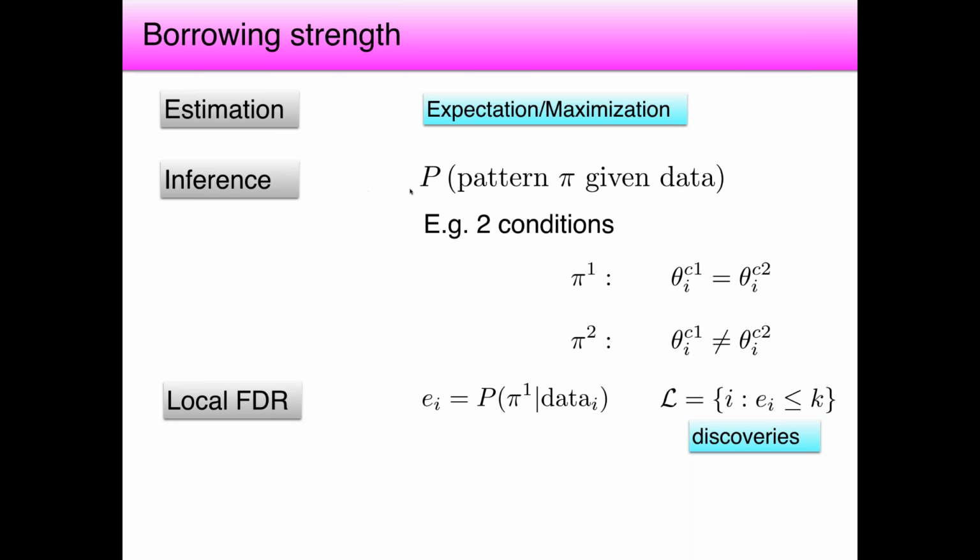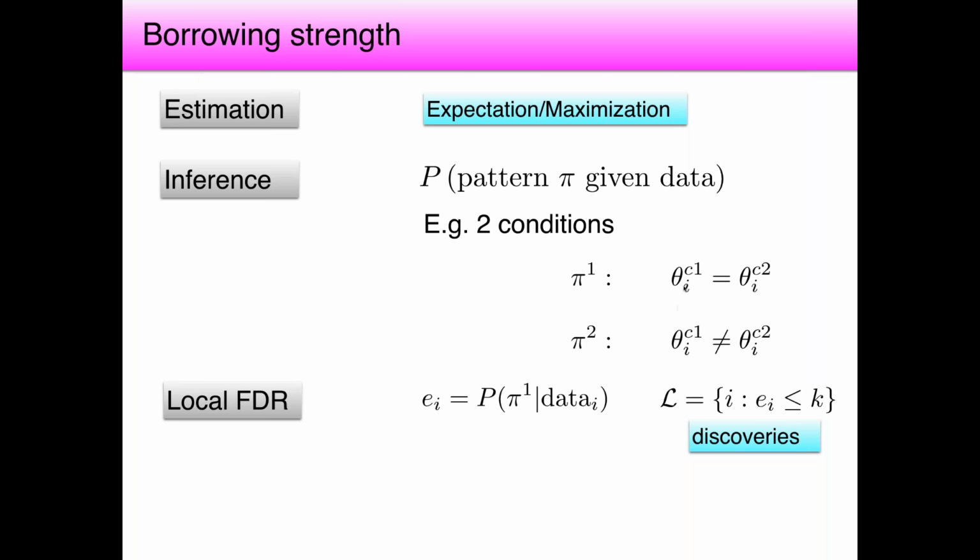What's the probability of a given pattern, given data? And here's where the patterns come in. For instance, if you have two conditions, one pattern is that the thetas on that gene for the two conditions are the same. This is the no differential expression: there's no real difference between the two conditions in the average expression of the gene. Or another pattern might be that there really is a difference in expression on the average between those two conditions for that gene. Basic null hypothesis, alternative hypothesis at the gene level.